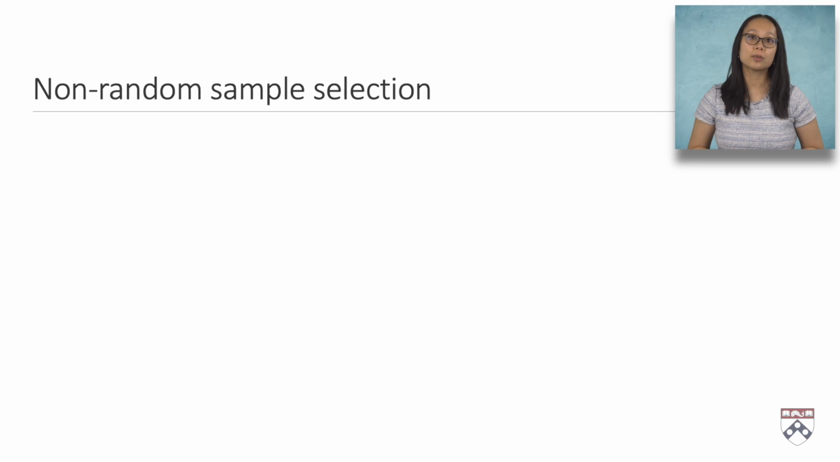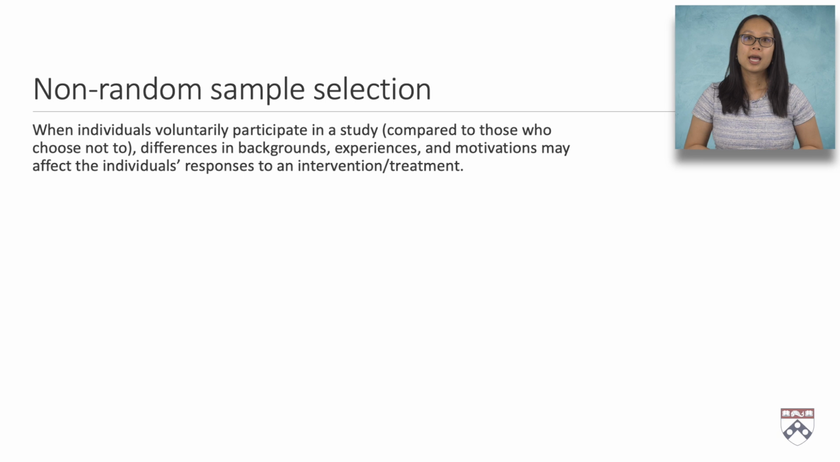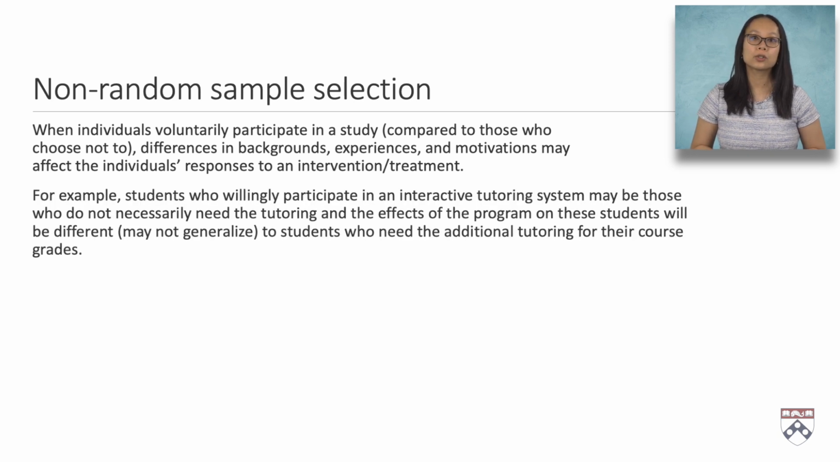So let's start with non-random sample selection, which is the most common threat to external validity. And here, when we have individuals who voluntarily participate in a study compared to those who choose not to, differences in backgrounds, experiences, and motivations may affect the individual's responses to an intervention or treatment. So for example, students who are willing to participate in an interactive tutoring system may be those who do not necessarily need the tutoring system, and the effects of the program on these students may be different, and in particular may not generalize to students who need the additional tutoring for their course grades.